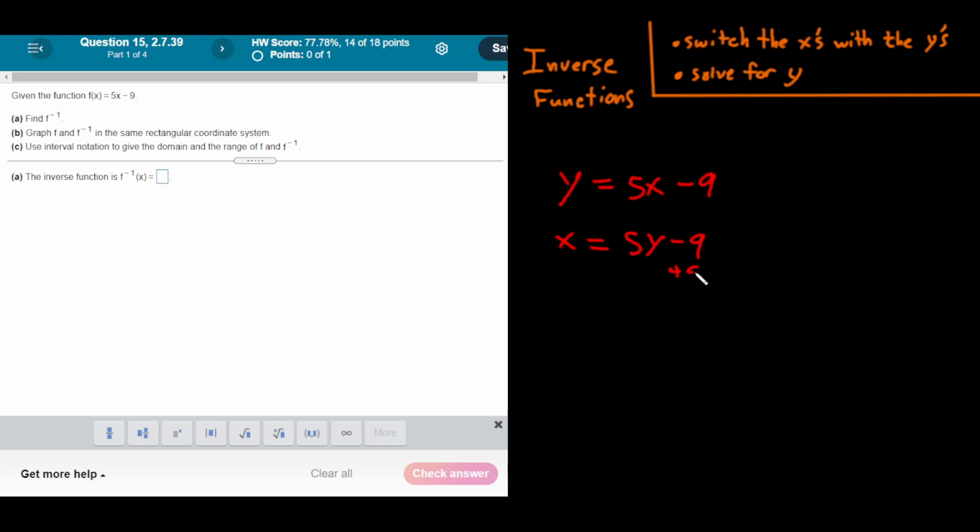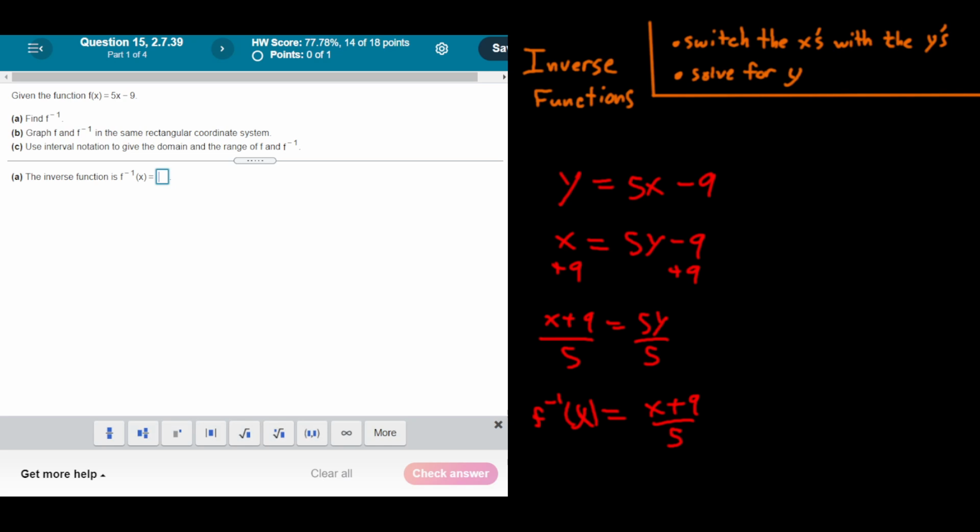So we're going to add the 9 to both sides. You get x plus 9 is equal to 5y. Divide both sides by the 5 to get the y by itself. You're left with y is equal to x plus 9 over 5. And we just found the inverse, so I'm going to sneak this in and change that into inverse notation. You don't have to do that. I'm just trying to save paper, or save some space. Okay, anyway, there is the inverse.